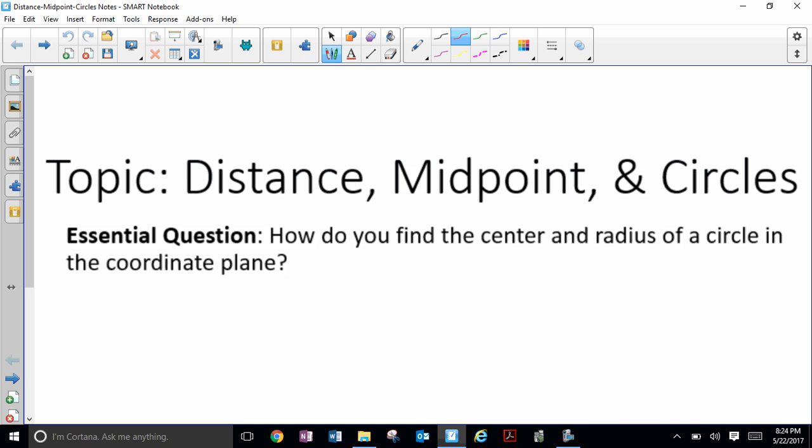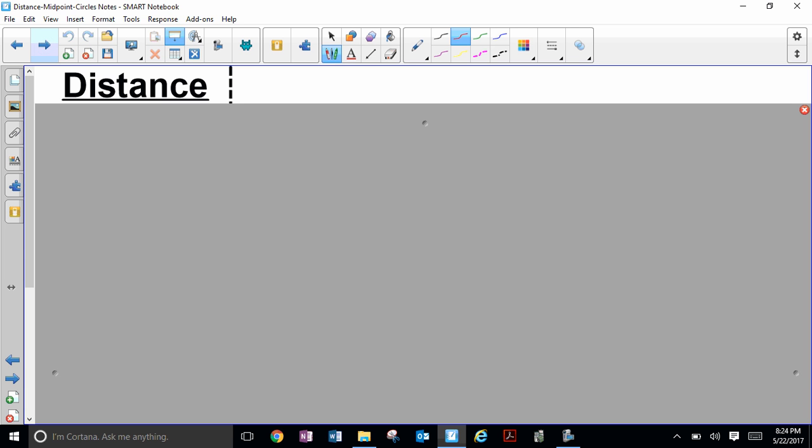All right, so these are the notes for distance, midpoint, and circles. Our essential question is, how do you find the center and radius of a circle in the coordinate plane? All right, your first main idea is going to be distance, so write that in the left-hand column.